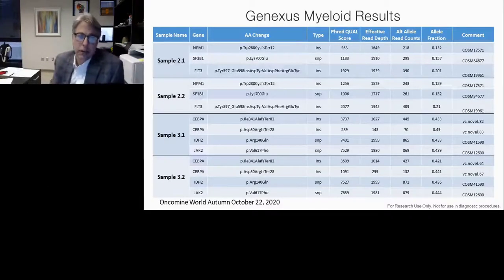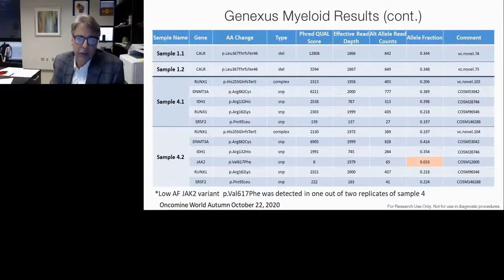Of the 4 samples we had, each sample had between 1 to 4 or 5 mutations in it. We ran each sample in duplicate. This table shows 2 of the samples. The second column shows the mutation, the genes that we were targeting with the mutations listed, and some of the metrics from the sequencing run are described. The next slide shows our other 2 samples that had mutations in CALR, or a large set of genes, and again, the sequencing metrics are shown here.